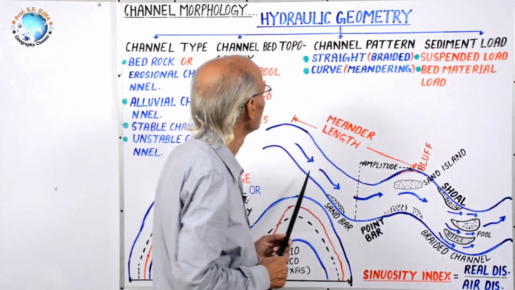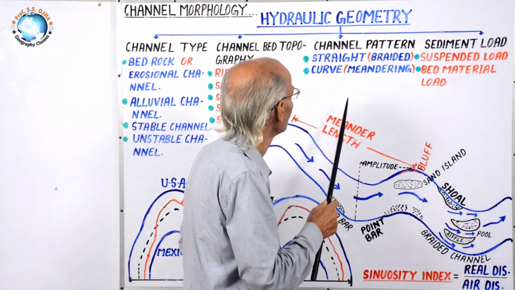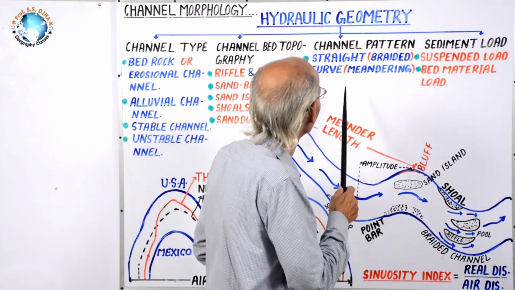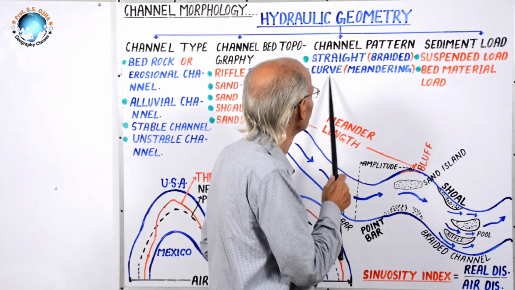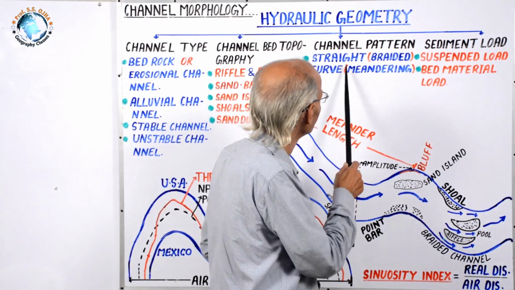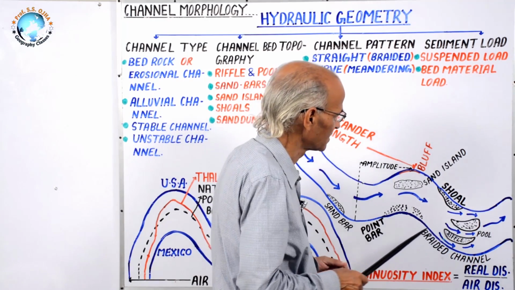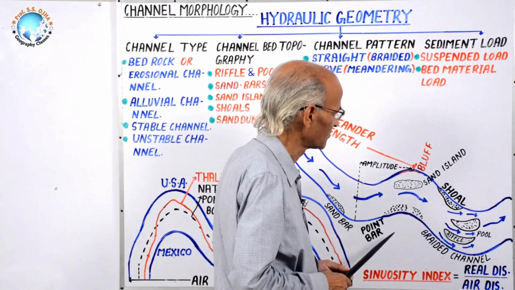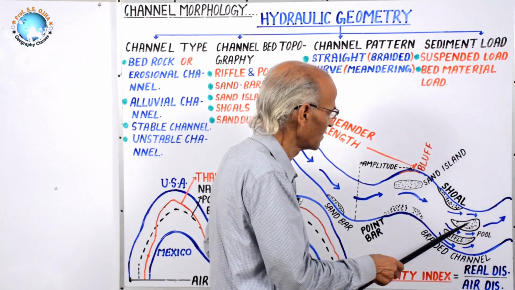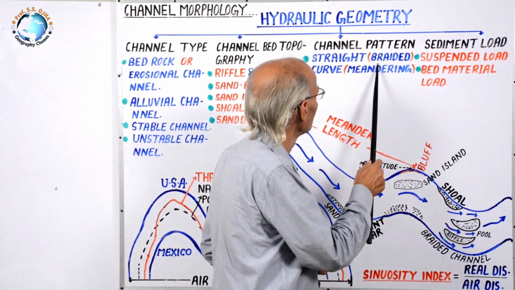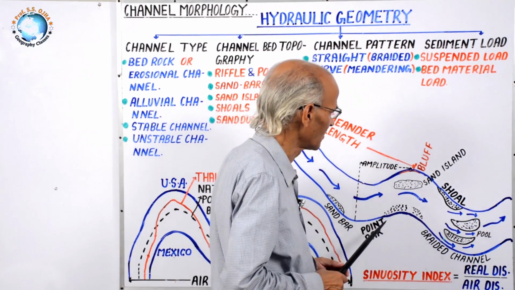Now one thing more here, channel pattern. In channel pattern there are two types of pattern. One is straight, second is curved. In the straight pattern, the channel direction is straight, not tortuous. These riffle and pool landforms are developed, and here a braided channel is formed.